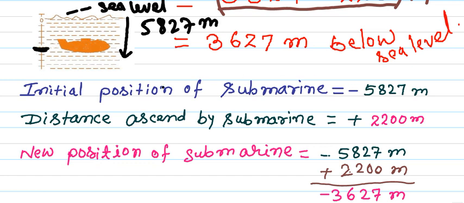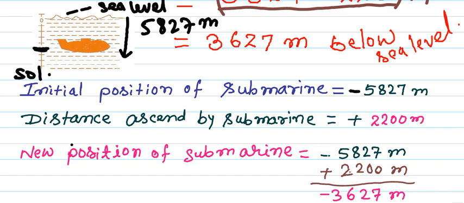So start. What can we write for that? First of all, you draw the figure and then write. Solution you write, and write initial position of submarine. You will take the minus, that is 5,827 meter. Distance ascended by the submarine, you will take plus 2,200 meter.